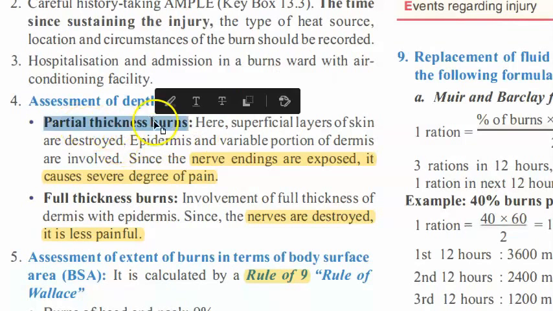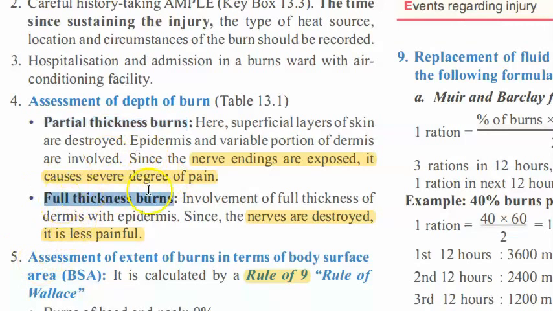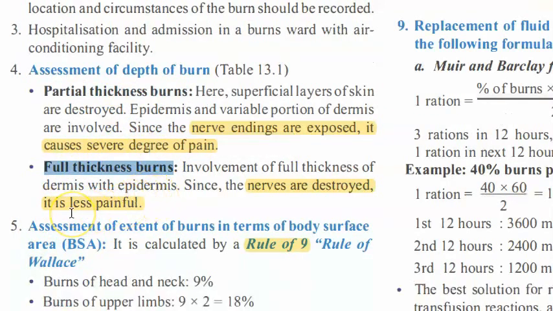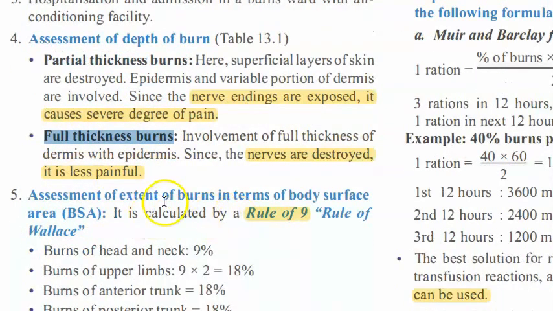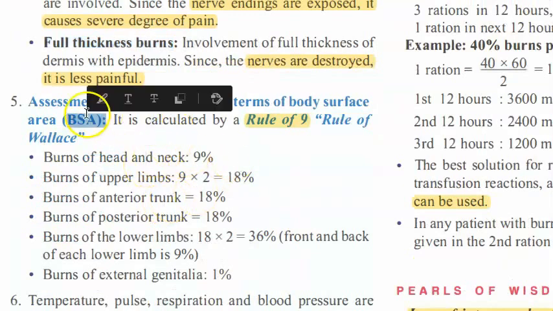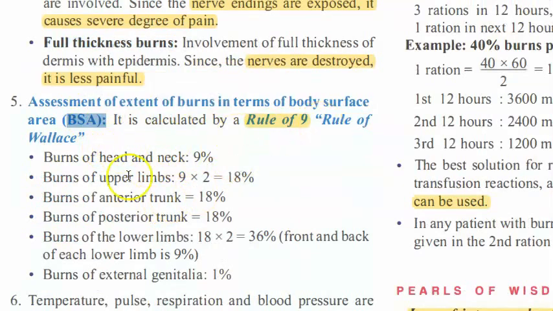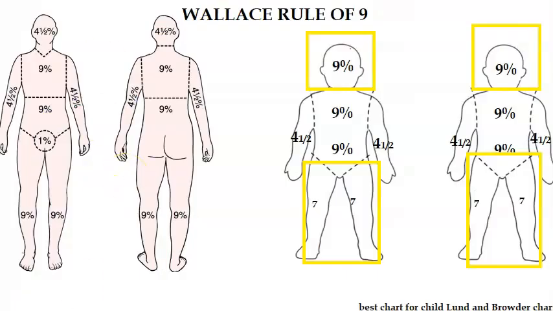Basically, if it is partial thickness burns, what will happen? The nerve endings are exposed, so there'll be a lot of pain. If it is a full thickness burn, the nerves will be destroyed and the people will have no pain. Interesting. Then coming to how you assess the body surface area, you have the rule of 9, that is the rule of Wallace. Let's only look at the adult one.